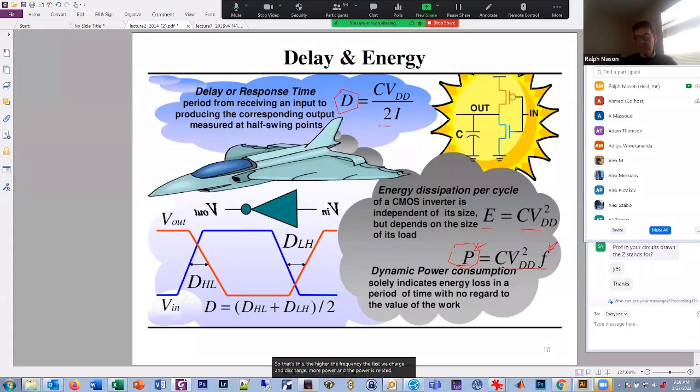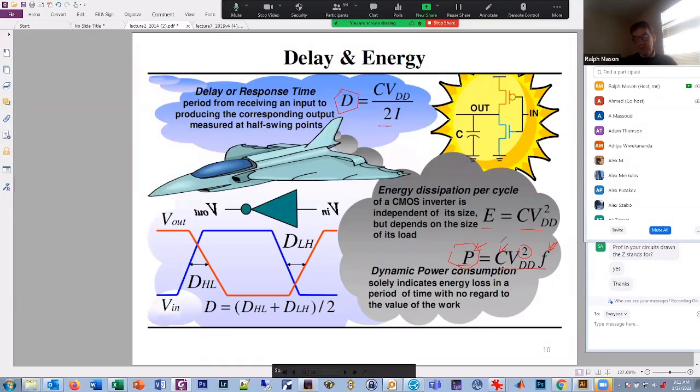The power is related to this capacitance and the voltage. Interesting, this is voltage squared. So if you really want to reduce the power, a great way is to reduce the voltage. If you cut the voltage in half, you get 1/4 of the power. It's linearly related to the frequency and the capacitance. So lowering the capacitance, lowering the frequency, or lowering the voltage reduces the power in our circuits.